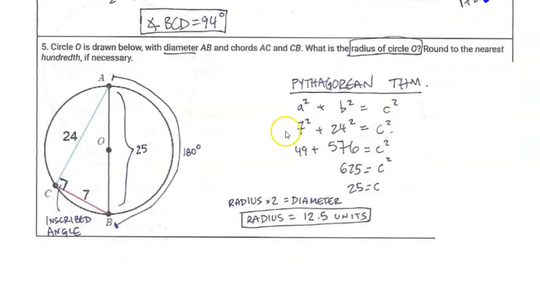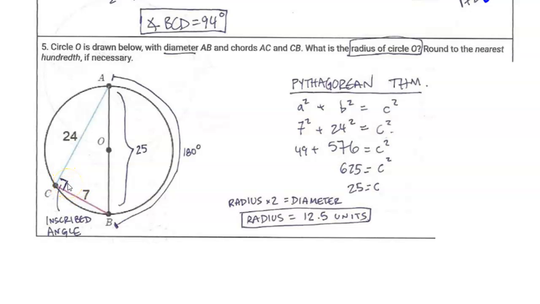For question number 5, it gives us the 7 and the 24 instead of the diameter. If you knew your Pythagorean triples, this was a very easy question. This is 7 units, this is 24 units, and I know that this is an inscribed angle, and I know it's 90 degrees. Why? 2 reasons. 1, AOB is a diameter. Since it's a diameter, this arc is 180 degrees. 2, since this is an inscribed angle, inscribed angles are always half as large as their intercepted arcs. So this is 180, this is 90.